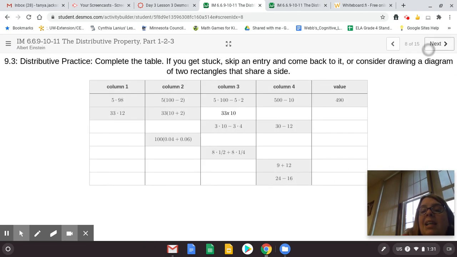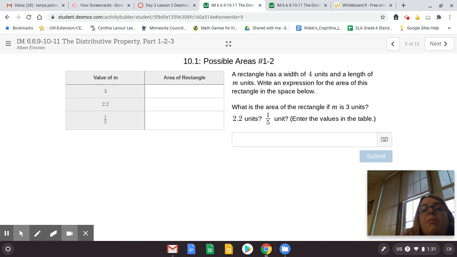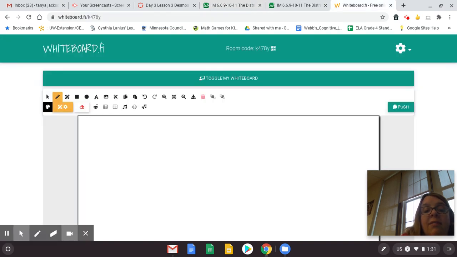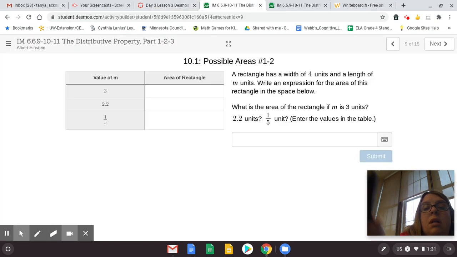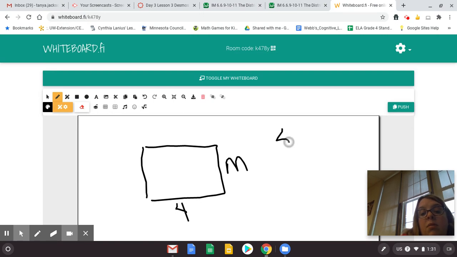And so if we jump ahead and continue to think about the distributive property in this way of rectangles, a rectangle has a width of 4 units and a length of m units. So we have this rectangle, and it has a length of 4 and a width of m. And so, write an expression for the area of this rectangle in the space below. So if it has a width of 4 and a length of m, the expression would be 4 times m.